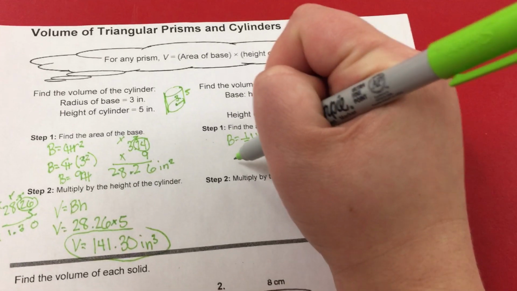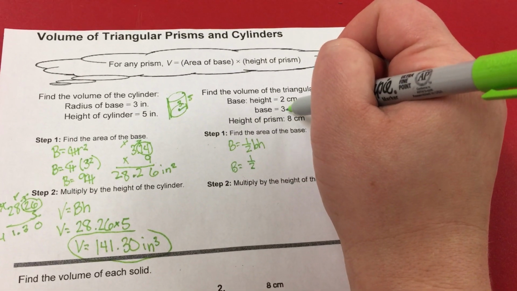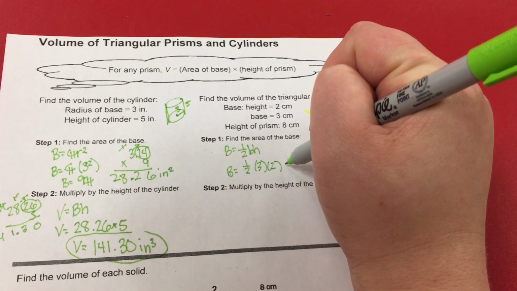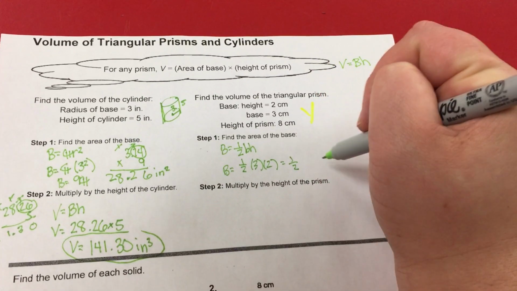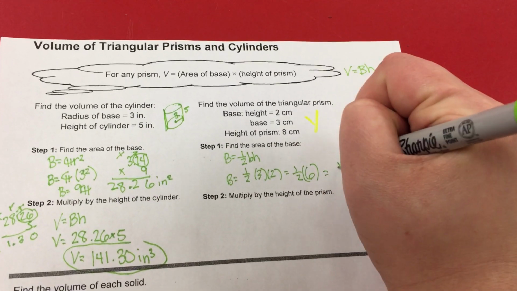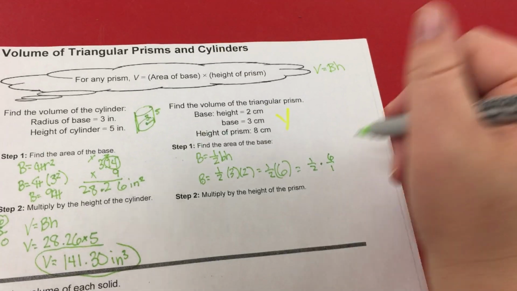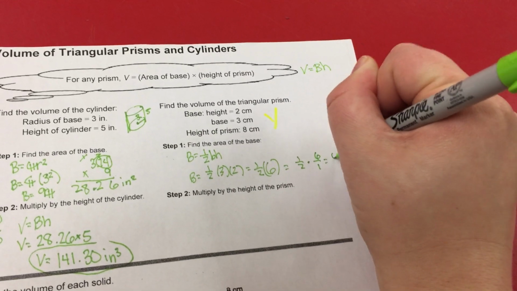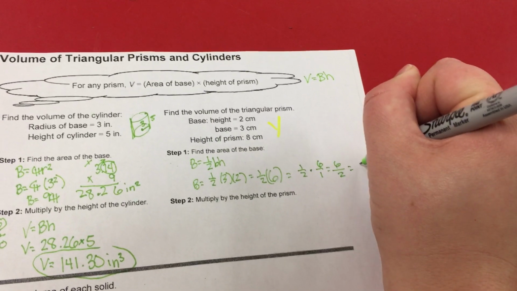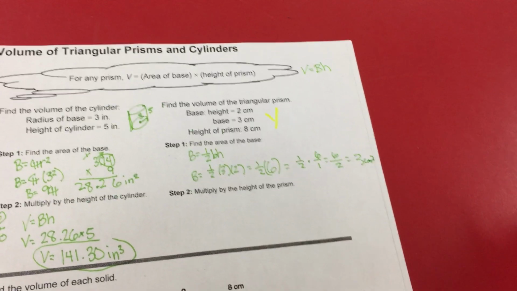Okay. So base equals 1/2 times our base, which is 3, times height, which is 2. So this equals 1/2 times 6. 1/2 times 6 over 1, because that's how I write 6 wholes. 1 times 6 is 6. 2 times 1 is 2. That's an improper fraction. 6 divided by 2 is going to equal 3 centimeters squared.